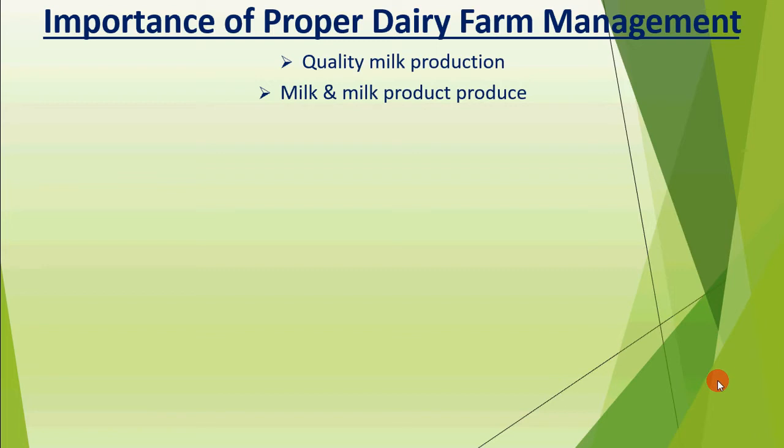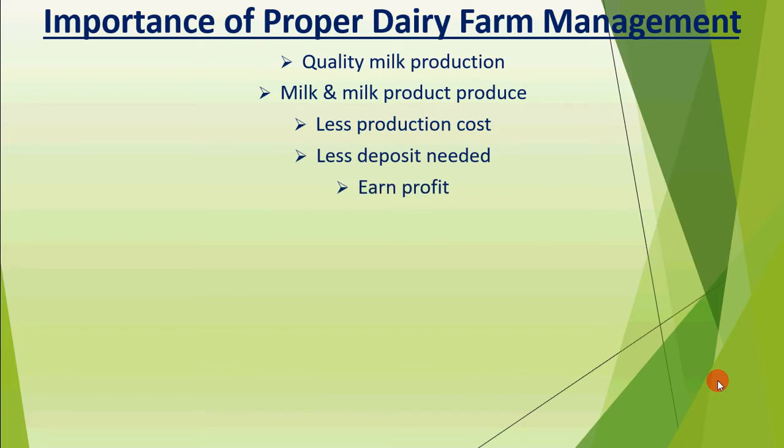Milk and milk products are produced. I told you before, in a dairy farm you produce milk, but on the other side you can produce some milk products as well, like butter, cheese, this type of thing as a byproduct. Less production cost: if you follow proper management, your production cost will decrease. That means your profit will increase. Less deposit needed: if you follow proper management, sometimes you need less deposits, and then you earn more profit.